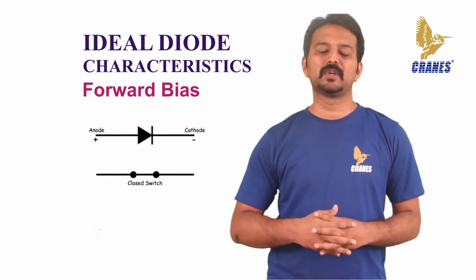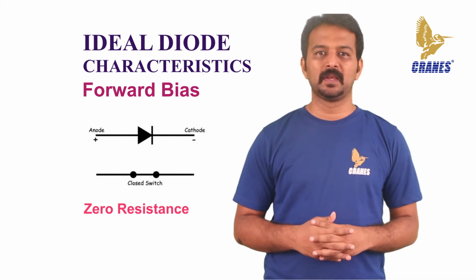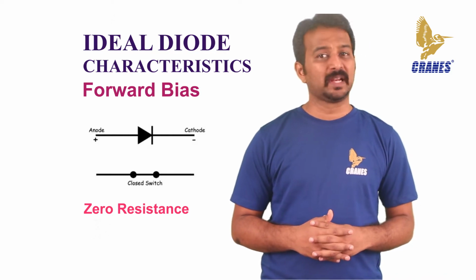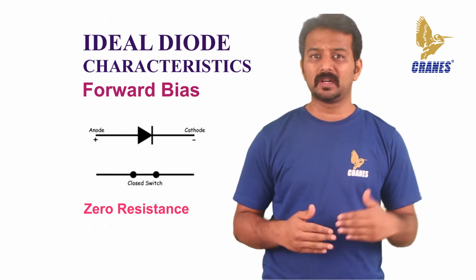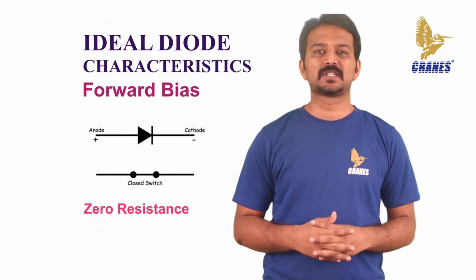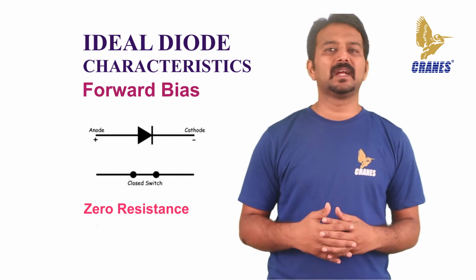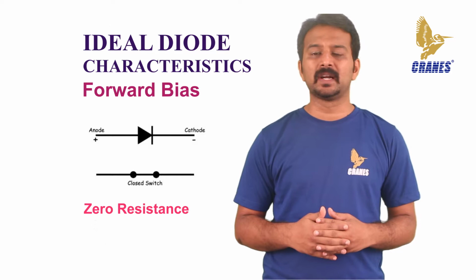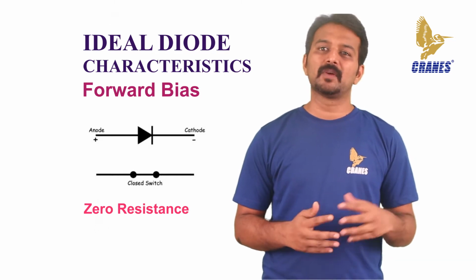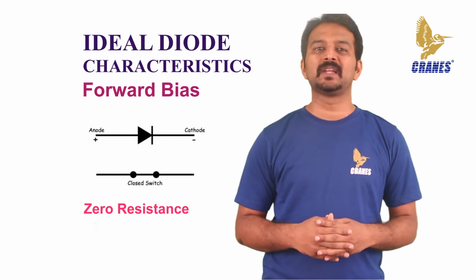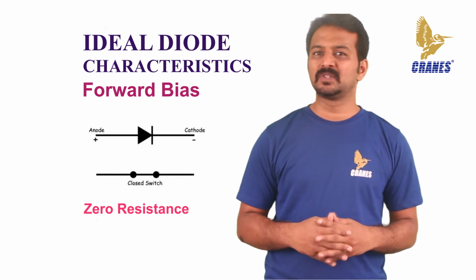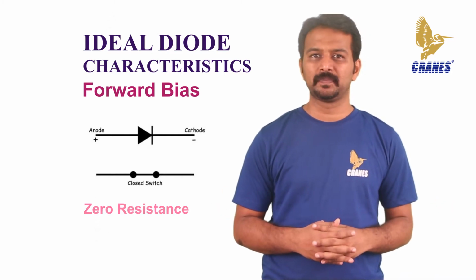The first one we'll look into is zero resistance. An ideal diode does not offer any resistance to the flow of the current through it when it is in the forward biased mode. This means that the ideal diode will be a perfect conductor when forward biased. From this property of the ideal diode, one can infer that the ideal diode does not have any barrier potential.